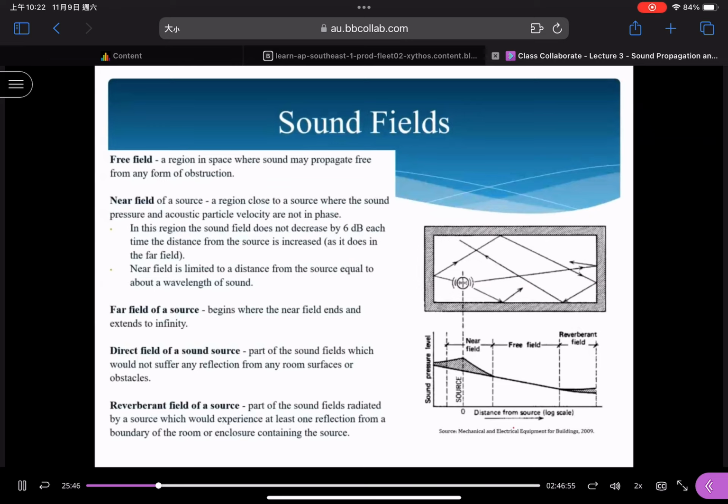And the far field region, what is far field? It begins where the near field ends and extends to infinity. This is the far field region, from the end of the near field to infinity. Direct field is very simple: without any obstacles, we call these sound fields direct fields. Reverberation fields: if part of the sound field is reflected from the physical boundaries, we classify it as the reverberation field. So simply speaking, we just need to consider the direct field and reverberation field inside indoor environments.